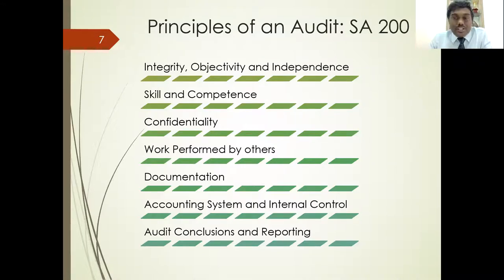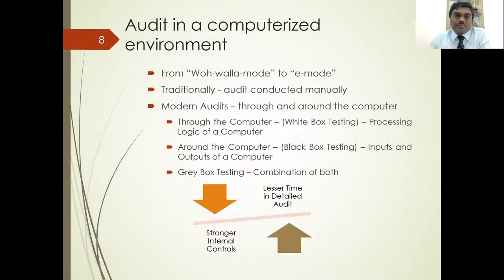Then you have documentation. And when I use the word documentation, here we are referring to what information is available, how am I tracking it, how am I keeping a copy of it: your SOPs, your agreements, etc. Then of course you have your accounting system and internal controls, which you have to look into. When you look into internal controls, here you're focusing on the IT controls. And last is your audit conclusion and reporting. Okay, so these are all the principles of SA 200, which is spoken of.